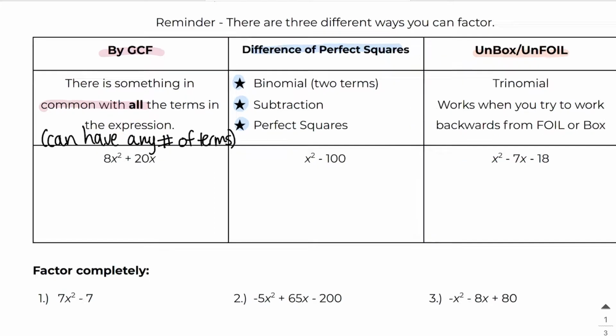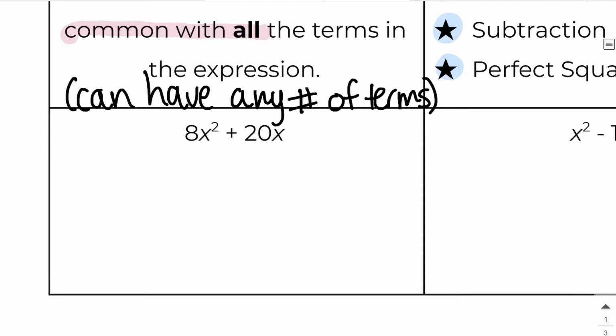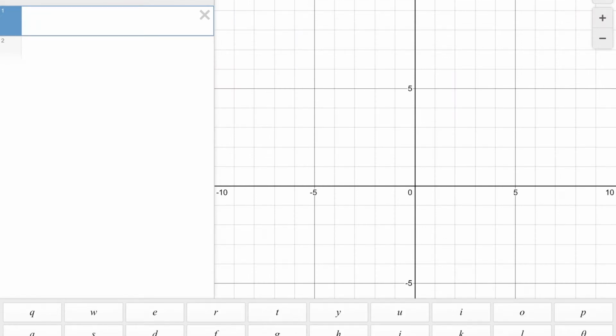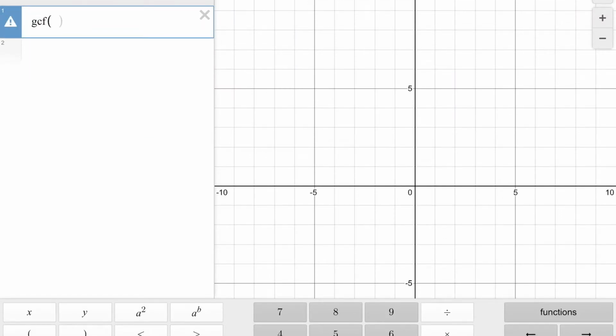In our first one, this GCF question, 8x squared plus 20x, the first thing I need to do is identify what my GCF is. So what's the largest number I can divide 8 and 20 by? And that number is 4. But just a reminder that you can go into Desmos and figure it out if you're not sure. You can type in GCF, open up your brackets right here, and then write 8, 20, and here our answer would be 4.